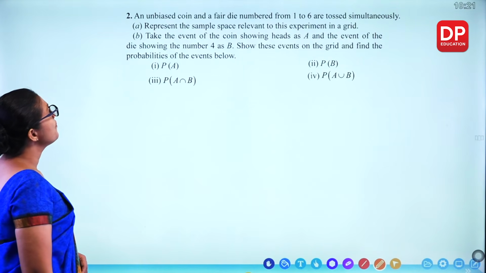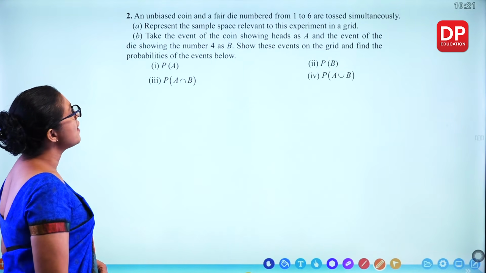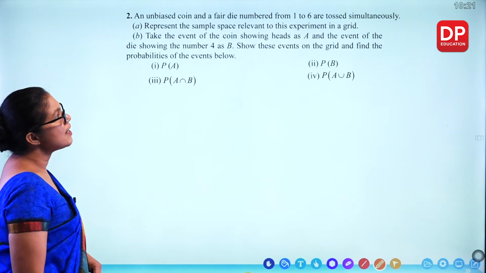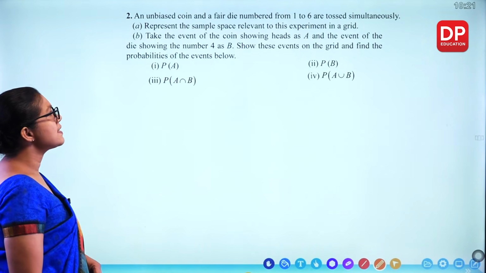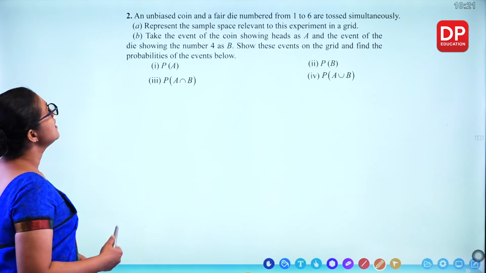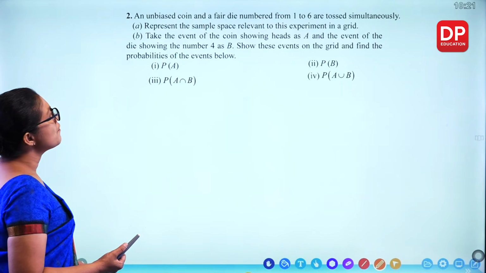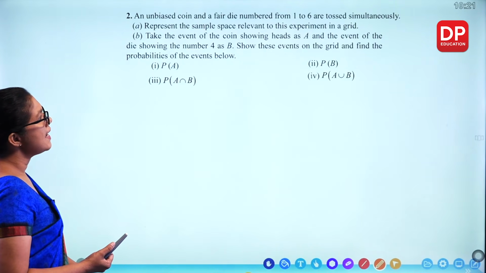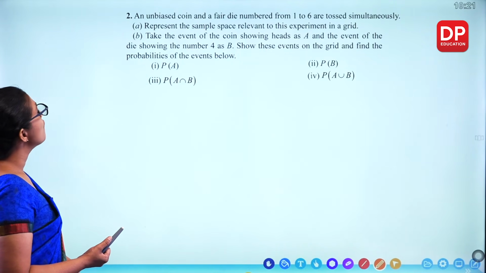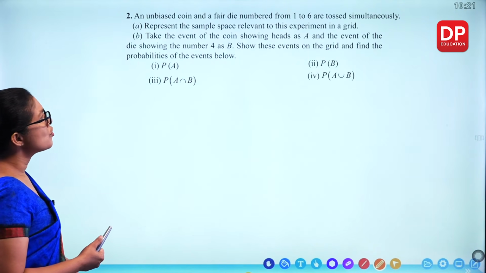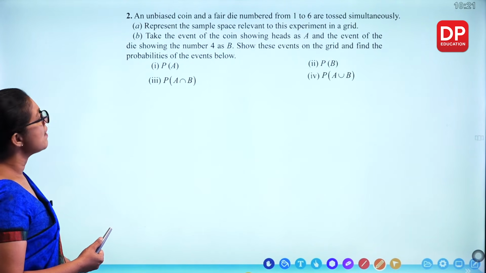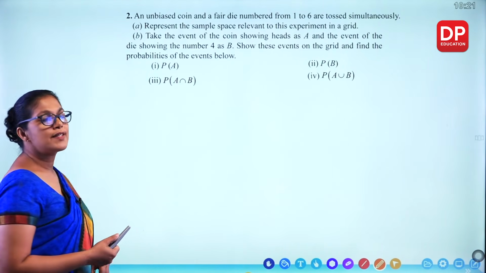Question number 2. An unbiased coin and a fair die numbered from 1 to 6 are tossed simultaneously. Represent the sample space relevant to this experiment in a grid. The second part: take the event of the coin showing heads as A and the event of the die showing the number 4 as B. Show these events on the grid and find the probabilities of the events below.